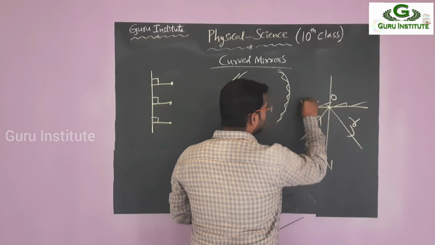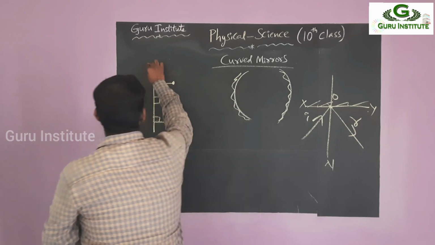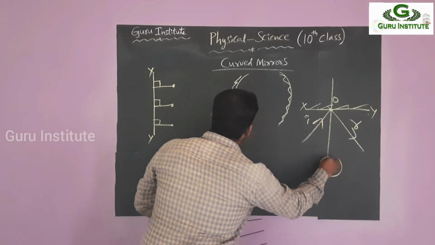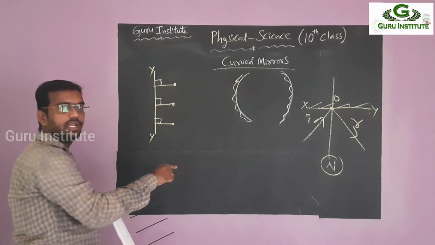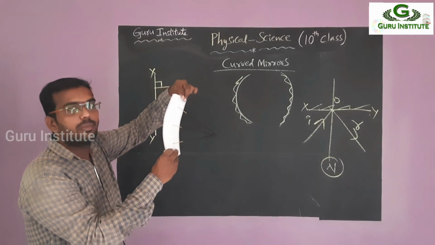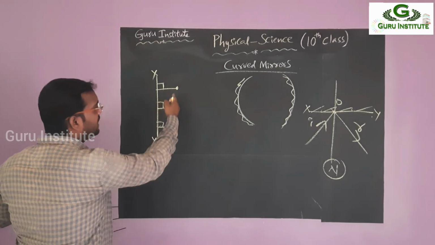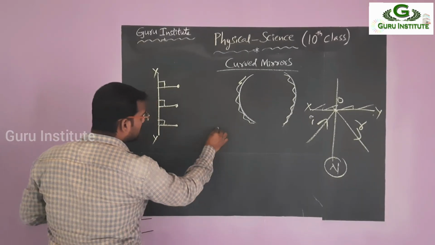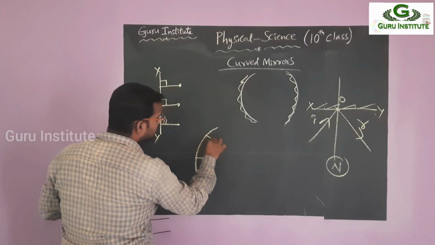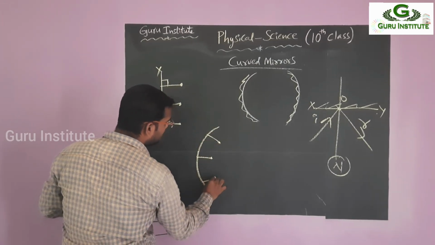Now this XY is the plane. I am taking the ON, that means the normal. These are the normals, right? Whenever we bend it like this, all these normals meet at one point. I am bending this one, and all these normals meet like this, the middle one here like this.